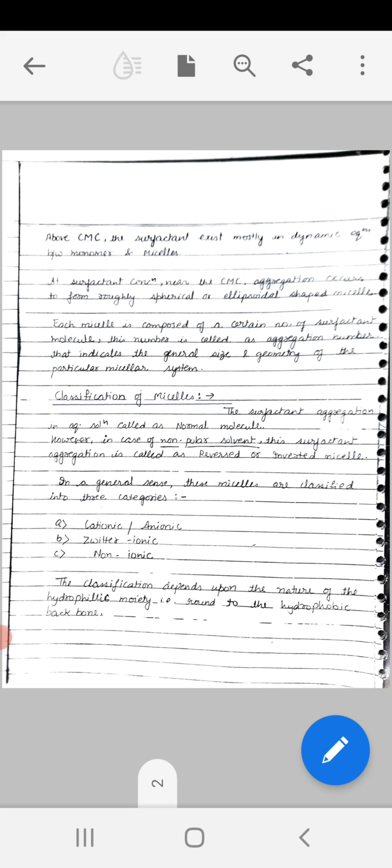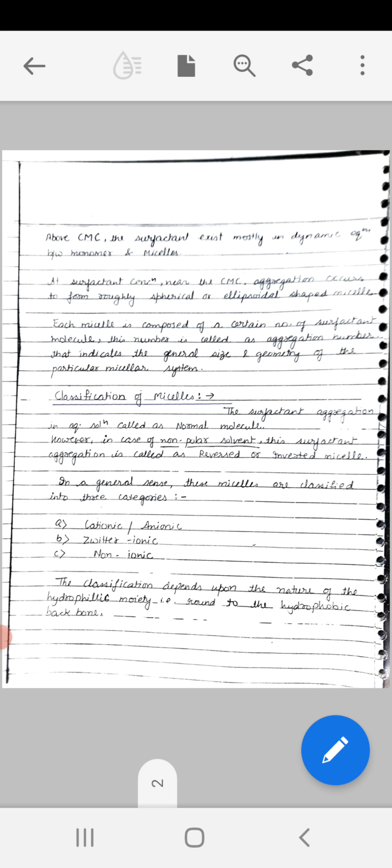Below the critical concentration, that is the CMC, the surfactant exists mostly as monomer. Above the CMC, the surfactant exists mostly in dynamic equilibrium between monomer and micelle. At surfactant concentration near the CMC, the critical micelle concentration, aggregation occurs to form roughly spherical or ellipsoidal shaped micelles. Each micelle is composed of a certain number of surfactant molecules. This number is called the aggregation number, which indicates the general size and geometry of the particular micellar system.